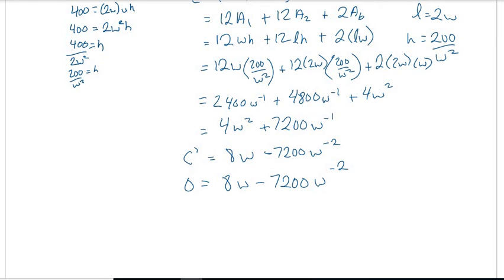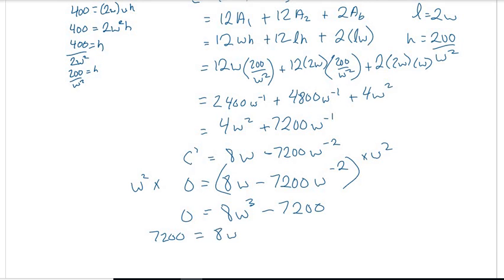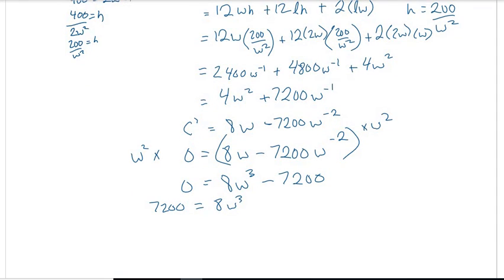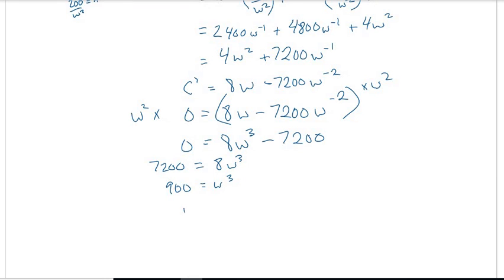Just to make this easier, we don't like that exponent negative 2, so let's multiply both sides by w squared. And we get 0 equals 8w cubed minus 7,200. So we move the 7,200 over. 8w cubed. Divide that out, and we get 900 equals w cubed. And when we do the cube root, that works out to 9.65.